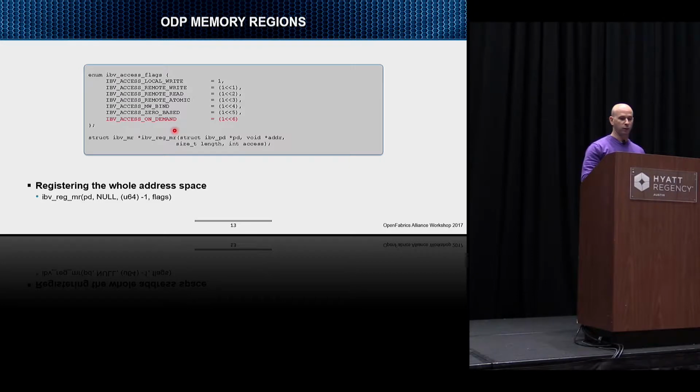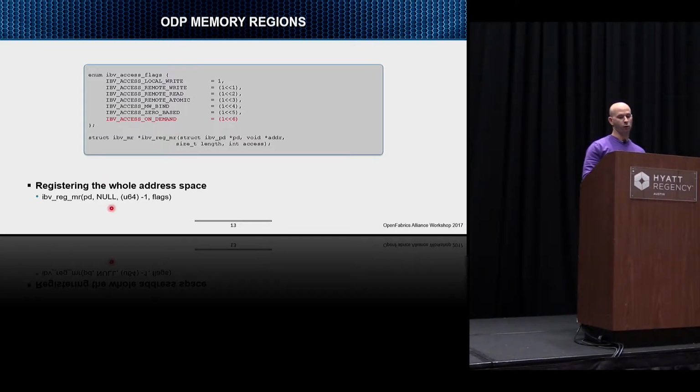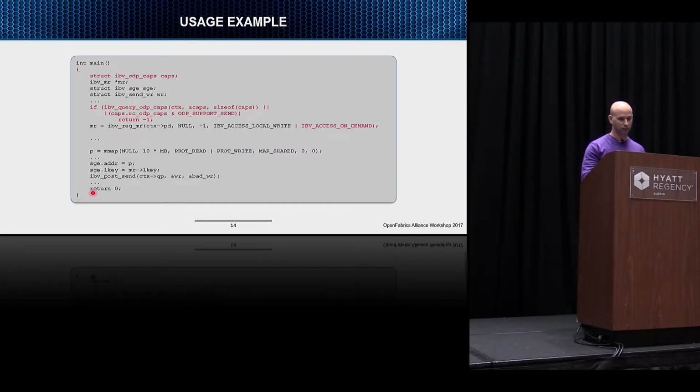The access flags have a new flag that's called on-demand. So basically, the only thing you need to do to register a demand paging region is just add this flag in. That's it. If you want to get the whole address space, you pass null as the initial address and FFFF as the size, and you get your address space key. If you want, you can register several of those, but it doesn't really make sense.